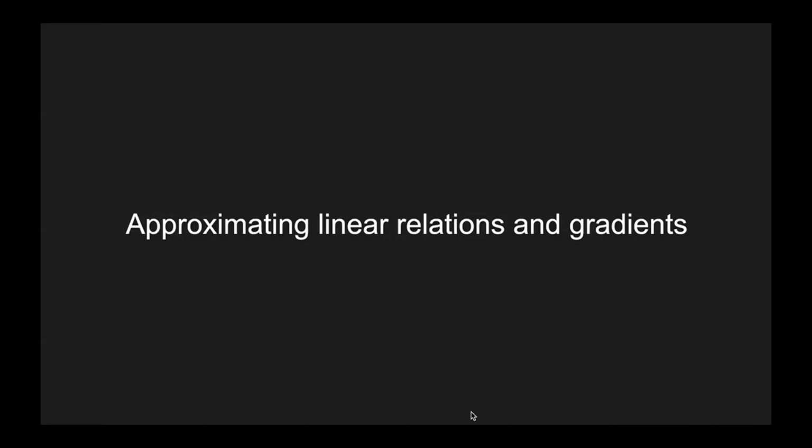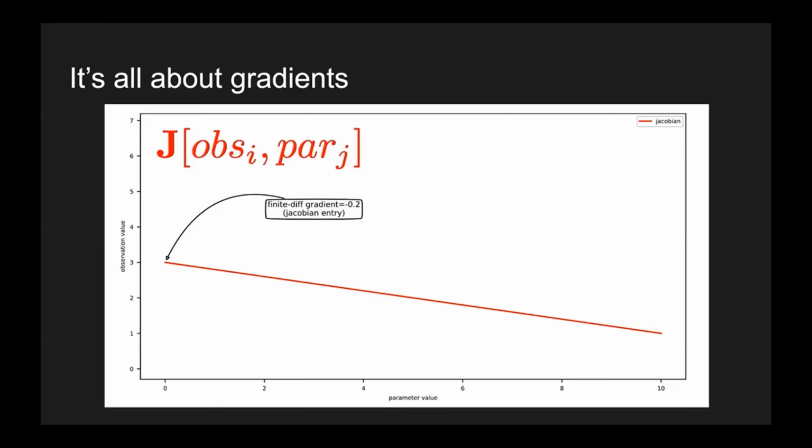Now let's talk about how we approximate linear relations and gradients using ensembles. I will focus entirely on the parameter estimation setting and specifically on the Jacobian matrix. The Jacobian matrix is a first-order sensitivity matrix that represents the relationship between inputs and outputs of the model. Here we're looking at a single entry in the Jacobian at parameter j, observation i. And at that location, we would find a value of minus 0.2.